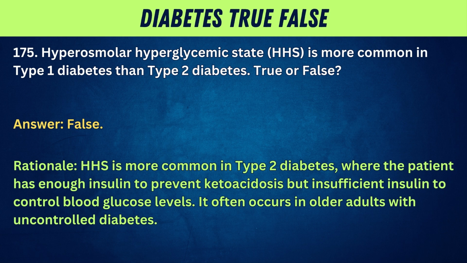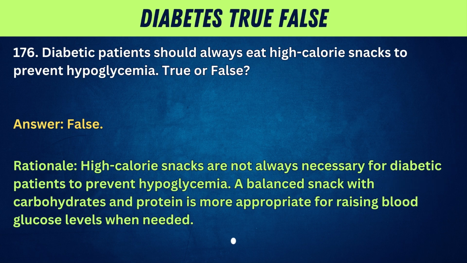Rationale: HHS is more common in type 2 diabetes, where the patient has enough insulin to prevent ketoacidosis, but insufficient insulin to control blood glucose levels. It often occurs in older adults with uncontrolled diabetes.